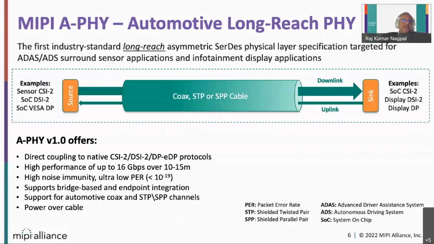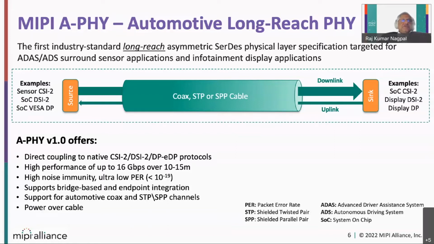It stands for a 10^-19 packet error rate. It supports bridge based and endpoint integration, and supports automotive coaxial, shielded twisted pair or shielded parallel pair channels. It supports power over coaxial line and power over cable also. So it is going to support multiple functions: power delivery and data delivery in a full duplex mode. Of course, it is asymmetric because of the application requirements. So this is a very top level overview of MIPI A-PHY.